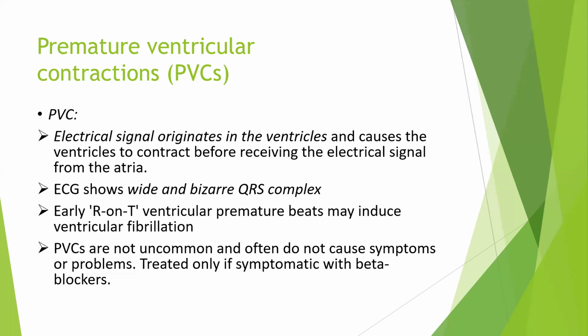So you see early R on T. The R wave is landing on the T wave, and this shows you ventricular premature beats. The importance of noting this early is that it can actually induce life-threatening ventricular fibrillation. So when you see an R wave on a T wave, it signifies ventricular premature contractions. It's important for us to quickly cardiovert at this point before it goes into ventricular fibrillation, which is life-threatening.